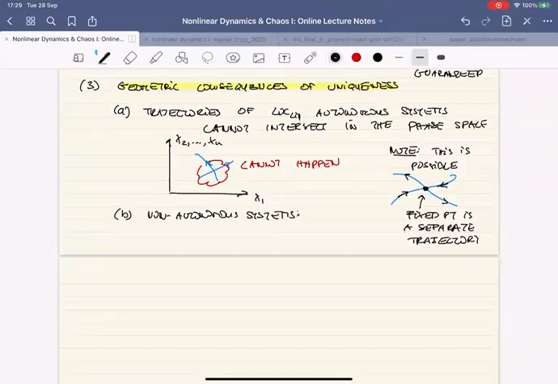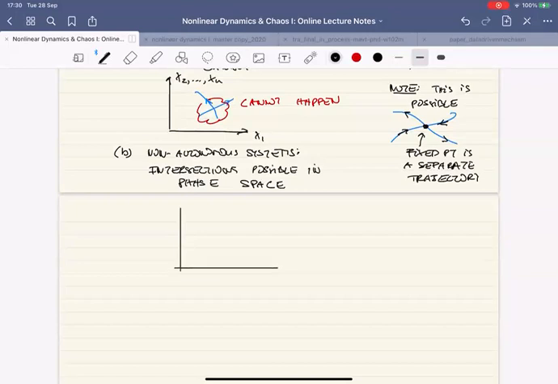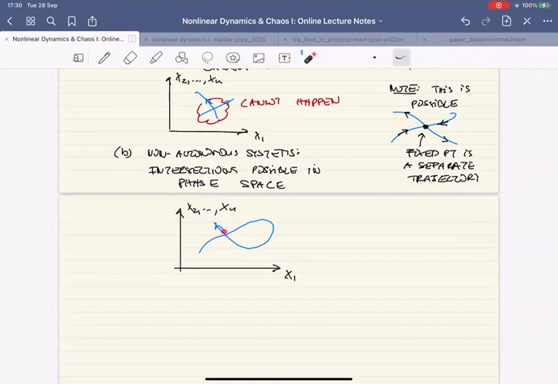So for non-autonomous systems, which means that the evolution rule explicitly depends on time, in the extended phase space the intersections are possible in the phase space. And why is that all of a sudden? Well, it's because it does not contradict uniqueness of solutions. Because if this is x1 and this is x2 through xn, I can easily have a trajectory which just evolves like that. And when it is apparently self-intersecting, or actually in the phase space it's intersecting, it simply crosses that point at different times.